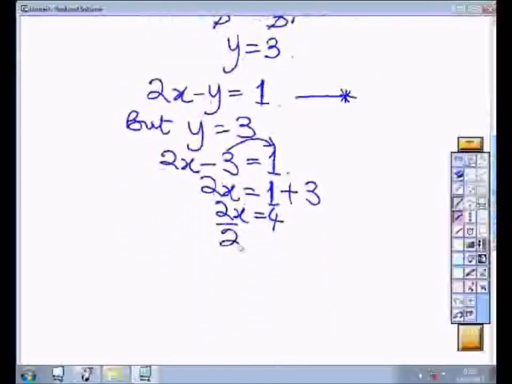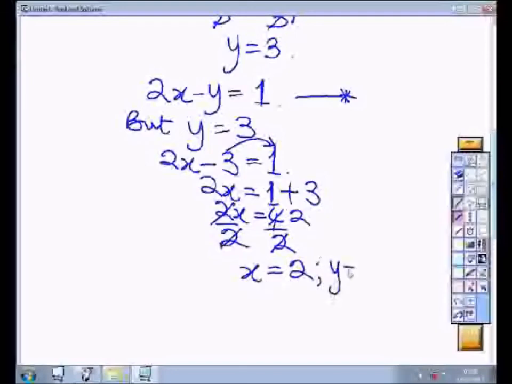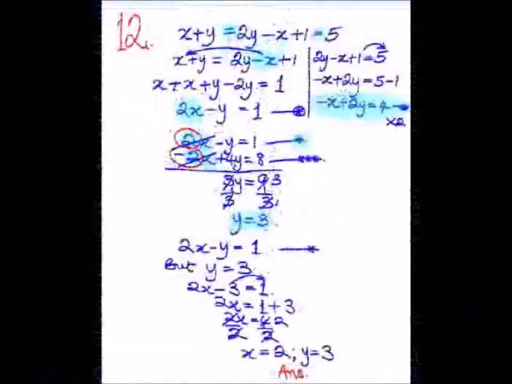And of course, that makes us to have, dividing both sides by 2, leads us to getting our x to be 2. So we may just summarily put the 2 together, that x is equal to 2 and y is equal to 3, according to what we obtained here earlier. So these are the expected values of x and y that are required.